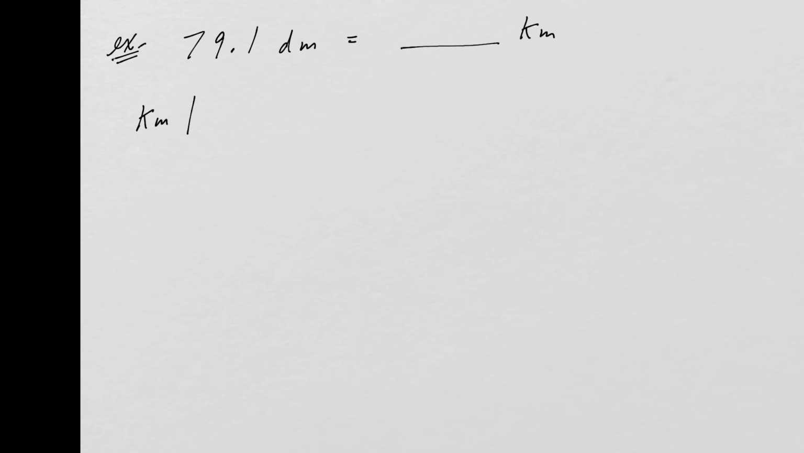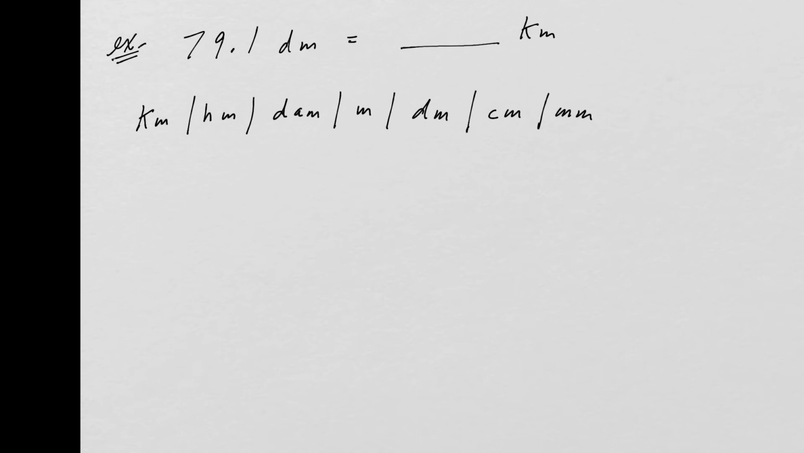Okay, let's do some more examples of this. Let's say I have 79.1 decimeters, and I want to convert to kilometers. Okay, so how do I go from decimeters to kilometers? So again, here, I'll write out the table again real quick. So km, hm, DAM, meters, decimeters, centimeters, millimeters.